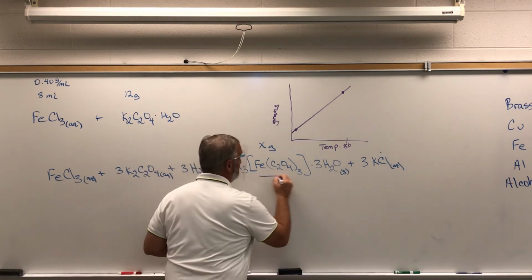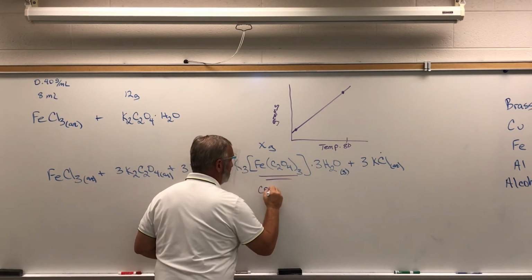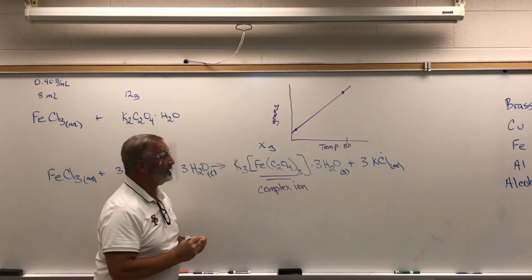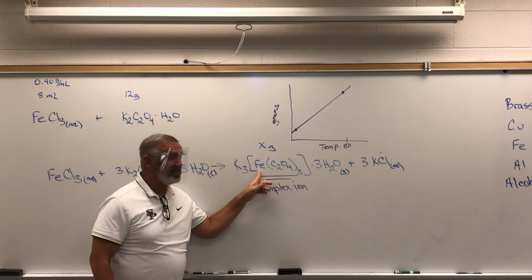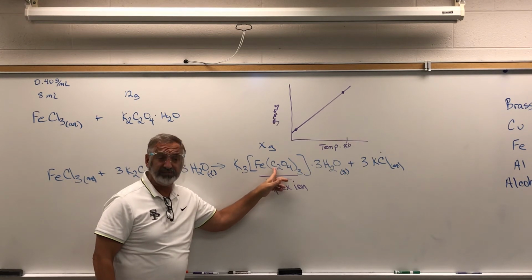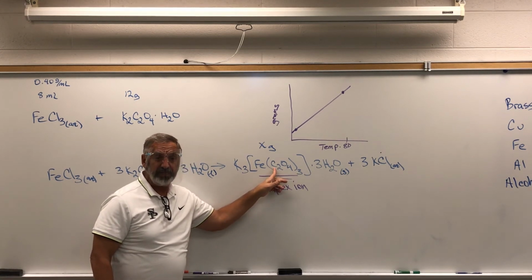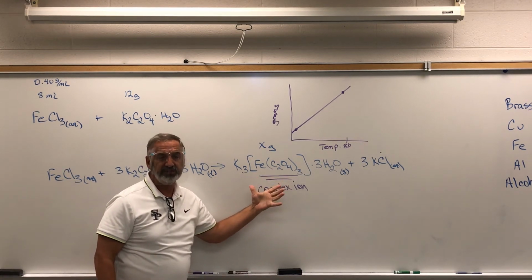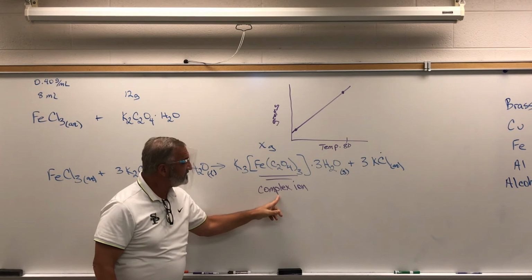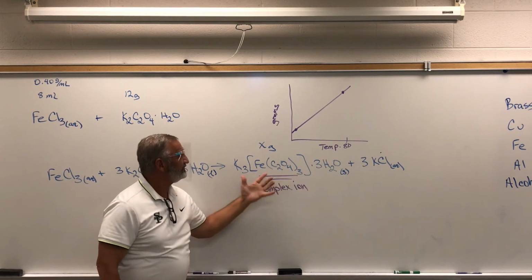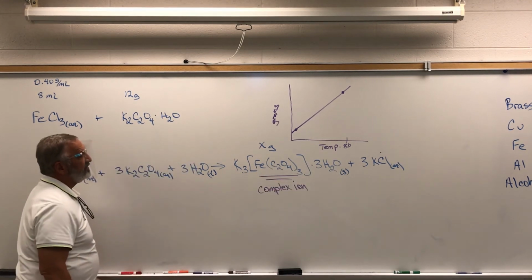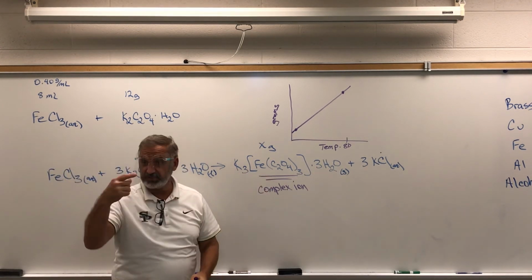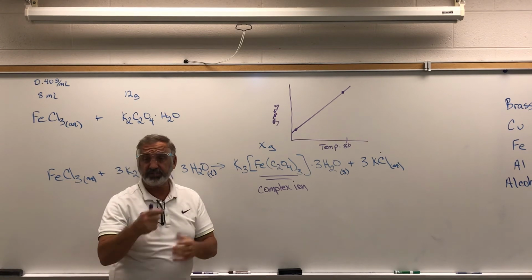This right here is what we call a complex ion. It's a Fe3+ ion with the oxalate ion. Okay? That's why we get the complicated name potassium trisoxalato ferrate(III) trihydrate. Okay? So that's a complex ion. They're kind of unique.